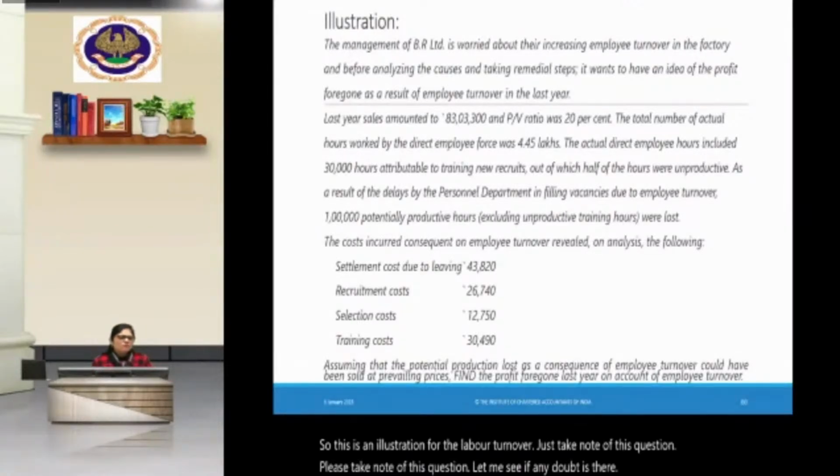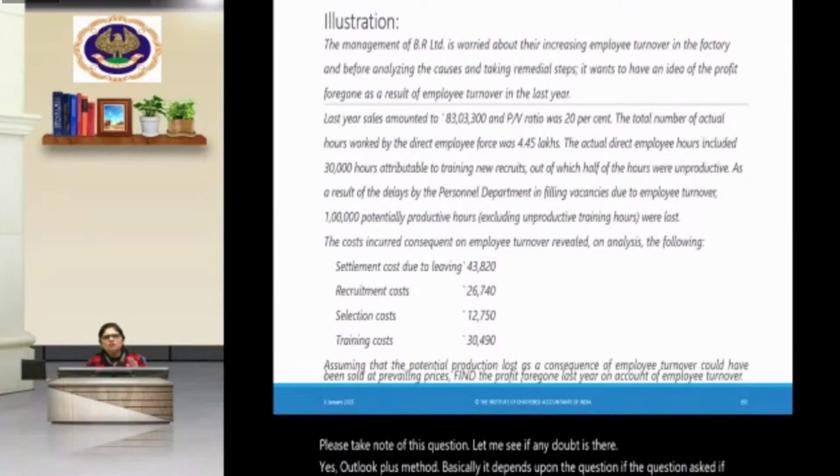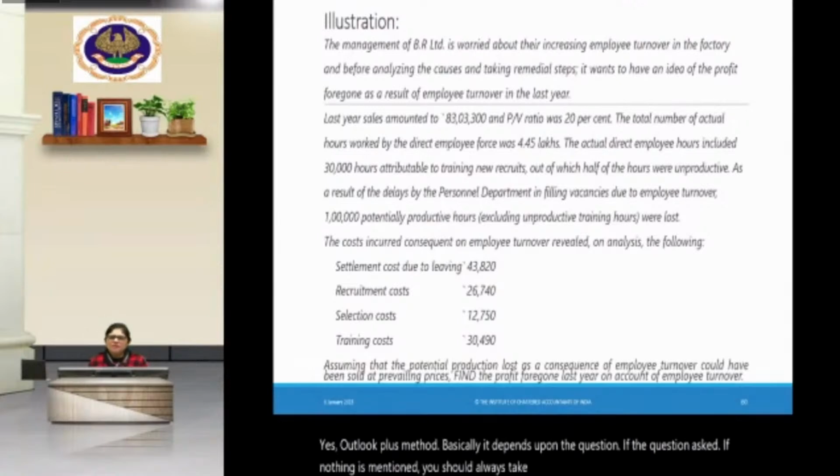Yes, Alok, the plus method basically depends upon the question. If nothing is mentioned, you should always take all three: separations, replacements, and new joinees. You should always use the flux method, taking all three: number of separations plus number of replacements plus number of new joinees. All right. That means separations plus accessions.